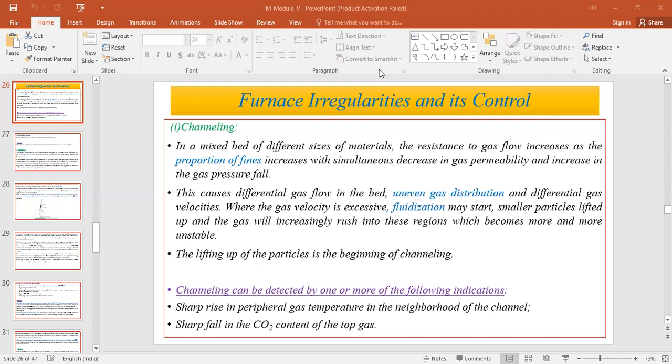So because of it, there is a downfall of CO2 percentage in the off gas. That is also one of the indications: if the CO2 content in the off gases is very, very less, then that shows there is a problem. That means the gas-solid interactions are not taking place properly inside the blast furnace.